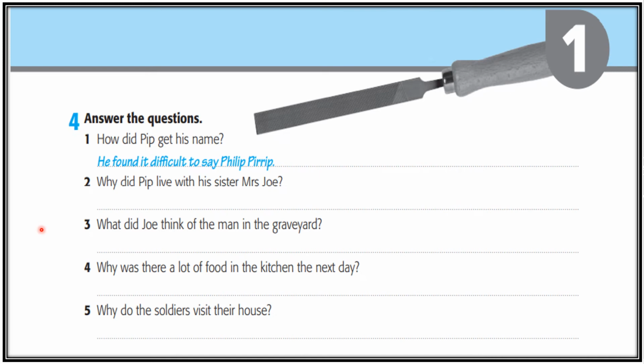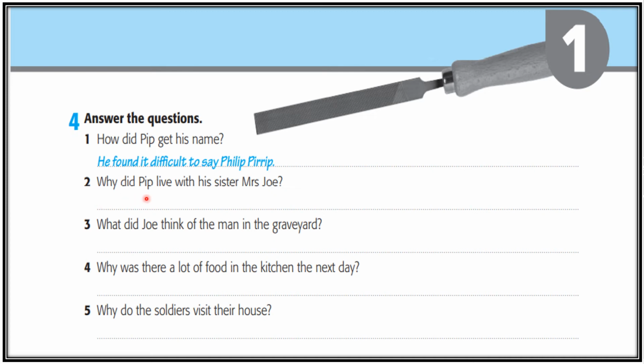Okay, let's answer this exercise. Answer the questions. How did Pip get his name? How did Pip get his name? He found it difficult to say Philip Pirrip. The first one has been answered for you. It was difficult for him to say Philip Pirrip. That's why they said Pip instead of Philip Pirrip. As we said before, Philip Pirrip is his name, but it was hard to say Philip Pirrip, so they said Pip.